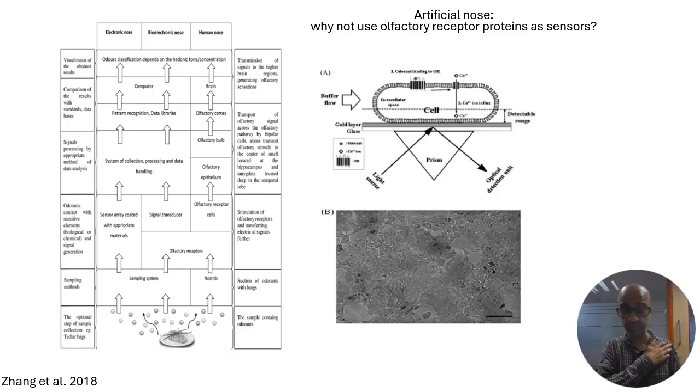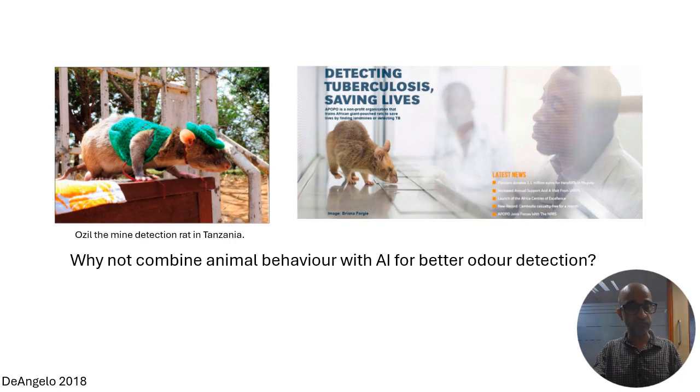You can use these artificial nose systems, but still there are limitations, right? So what people have been doing so far is using trained animals. Here you have trained rats, people have used trained monkeys, trained dogs, and so on to find out where the mines are, right? People have also used these animals for other purposes, right? So, for example, detecting when a patient has tuberculosis. This is a cheap system.